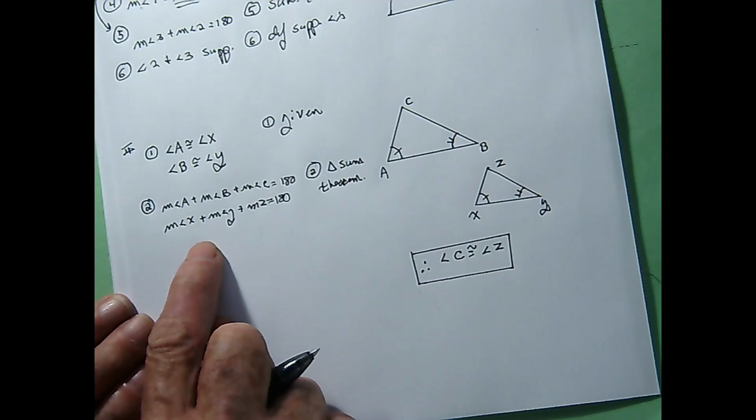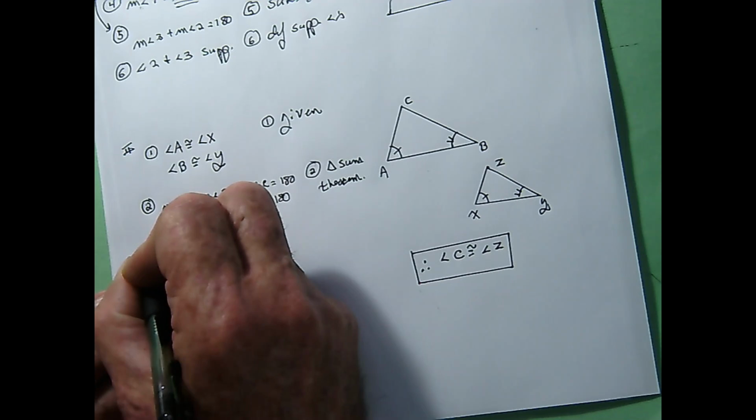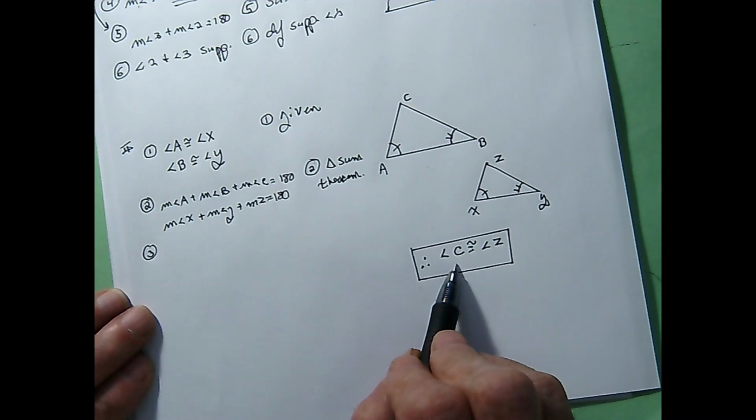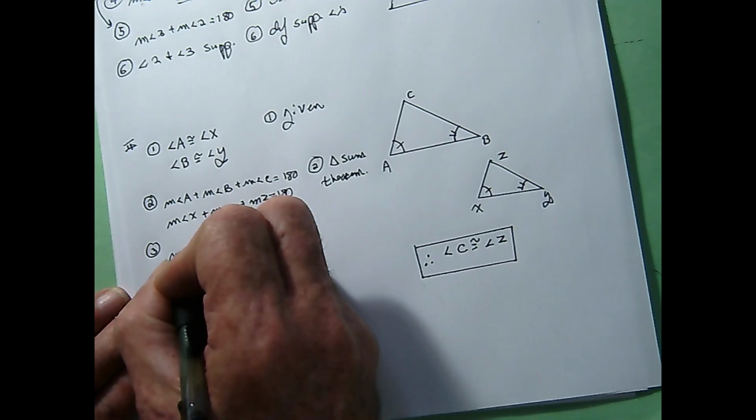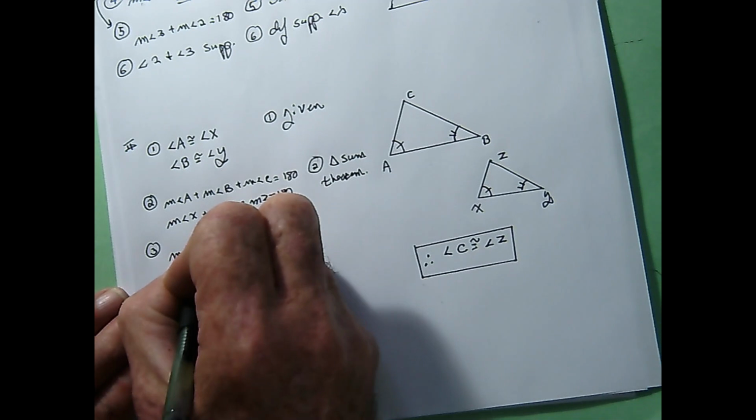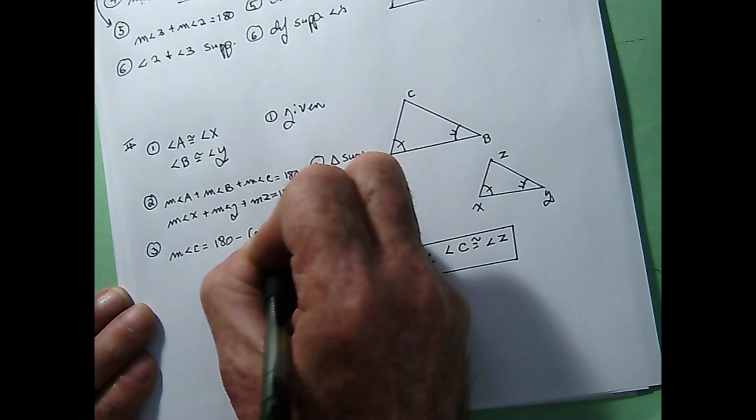Now, a couple ways we could go here, but here's a nice way to look at this. I want to end up talking about angle C, and I want to end up talking about angle Z. Look at this top equation. Could you solve that for the measure of angle C? I think you could. I'm going to say that the measure of angle C would equal 180 minus angle A and angle B. The measure of angle A plus the measure of angle B.